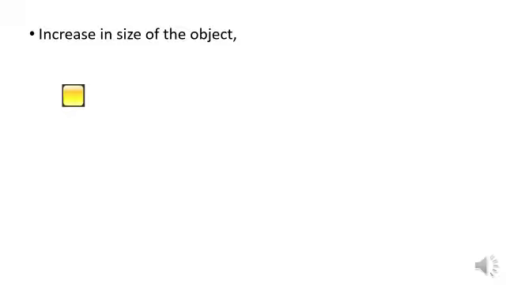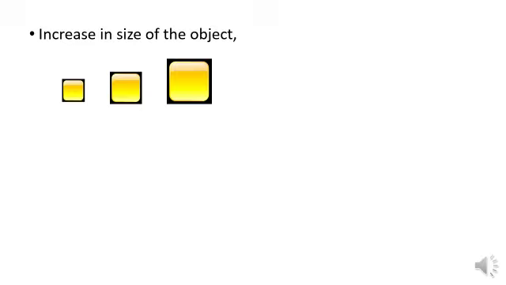Third type of pattern, increase in size of the object. Let us take an example. If we have one square of small size, then in the second case, the size will increase a little more. In the third case, it will increase a little more than compared to the second one. And again in the fourth case, the size of the square is increased more than compared to the third case, and this can be continued further. So children, we understand that this type of pattern is by increasing in the size of the object.